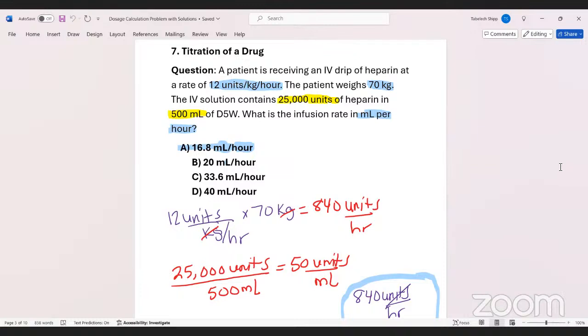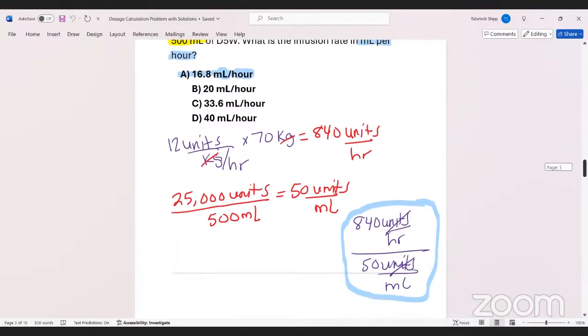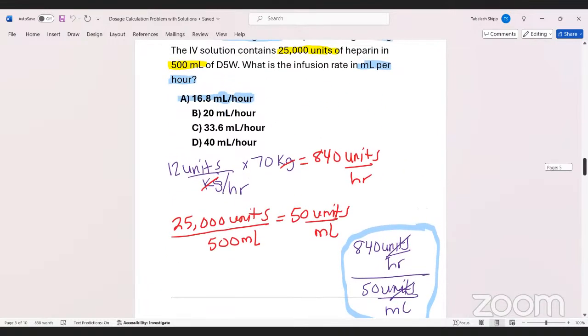But what we also needed to do, we looked at the fact that we were given 25,000 units in 500 milliliters. So we knew that we had to also use that number too, the 25,000 units per 500 milliliters. That gave us 50 units per milliliter. And remember, we're canceling out those units because we're getting milliliters per hour. So you're dividing 840 by the 50, and that's how we ended up with letter A.